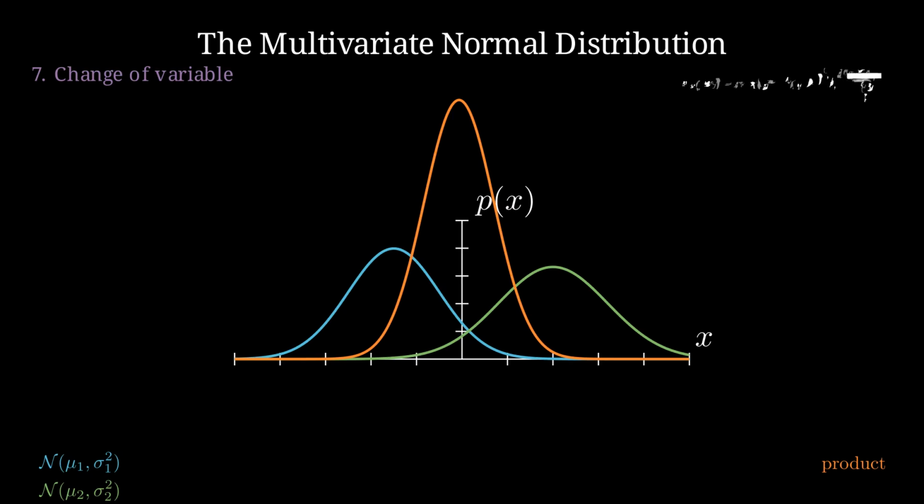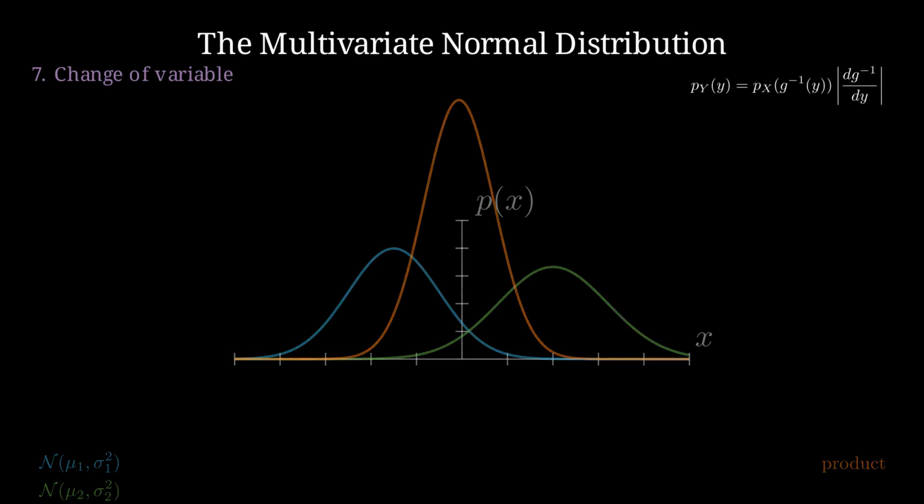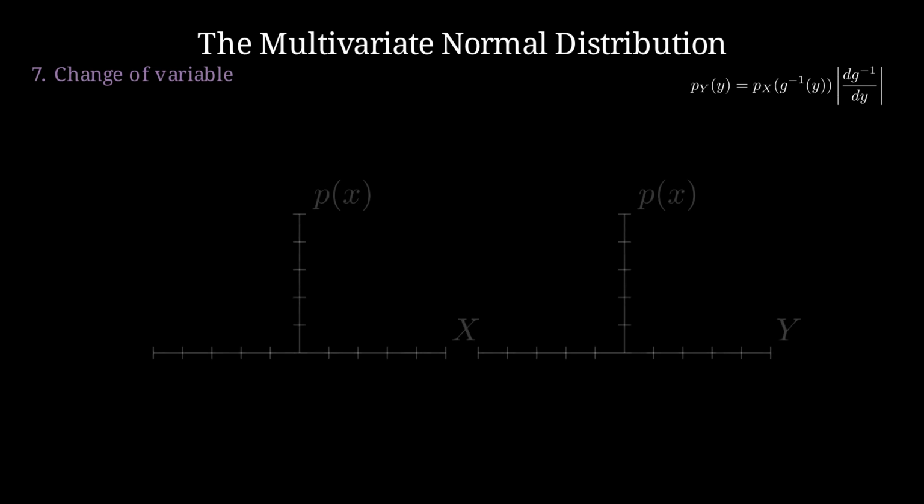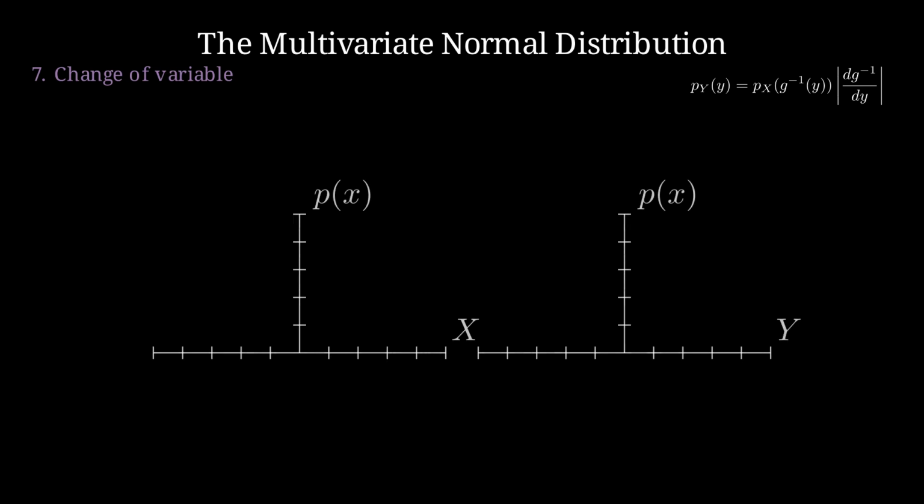Section 7, Change of variable. If y equals g of x and g is 1:1 and smooth, densities transform by the Jacobian. The formula is p_y of y equals p_x of g inverse y times the absolute derivative of the inverse. Intuitively, probability mass stretches or compresses when coordinates are reparametrized.